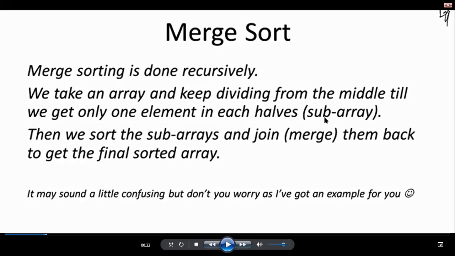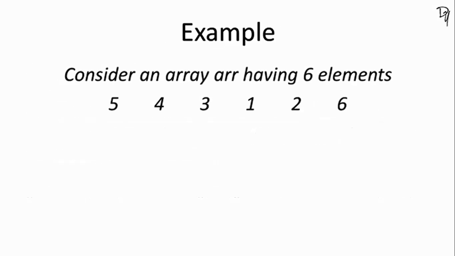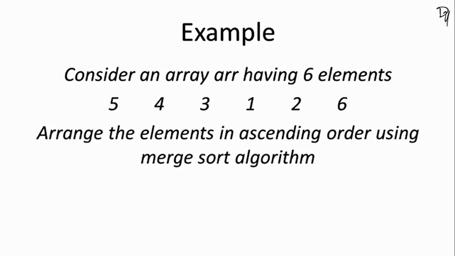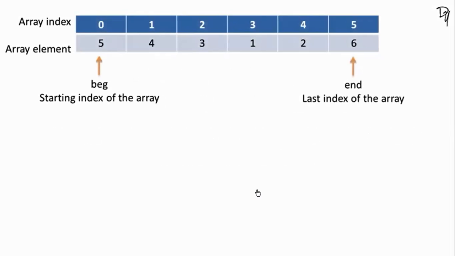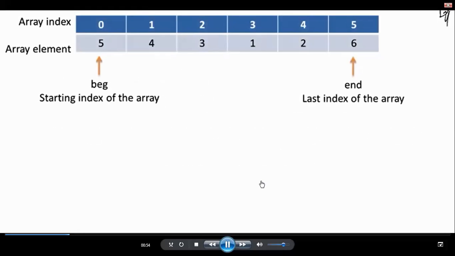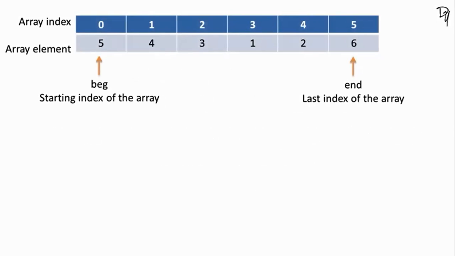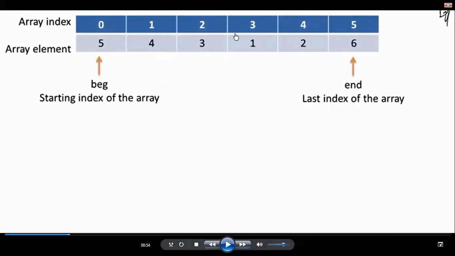Then we have to sort those subarrays, then join or merge them back. So no issues. We'll see with one example. Very simple logic. Here we'll consider 6 elements for sorting using the merge sort algorithm. We are considering ascending order, right? We took 6 elements, where these are the array elements and these are the array indexes.